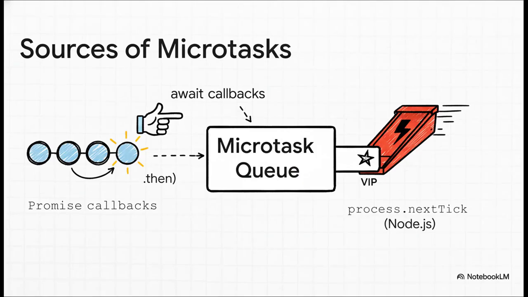So what creates these VIP jobs? Well, you use them all the time. The most common ones are promise callbacks, so anything in a .then or a .catch. The await keyword too, which is just syntactic sugar for promises. And in the Node.js world, process.nextTick creates a microtask that's like super VIP with even higher priority.